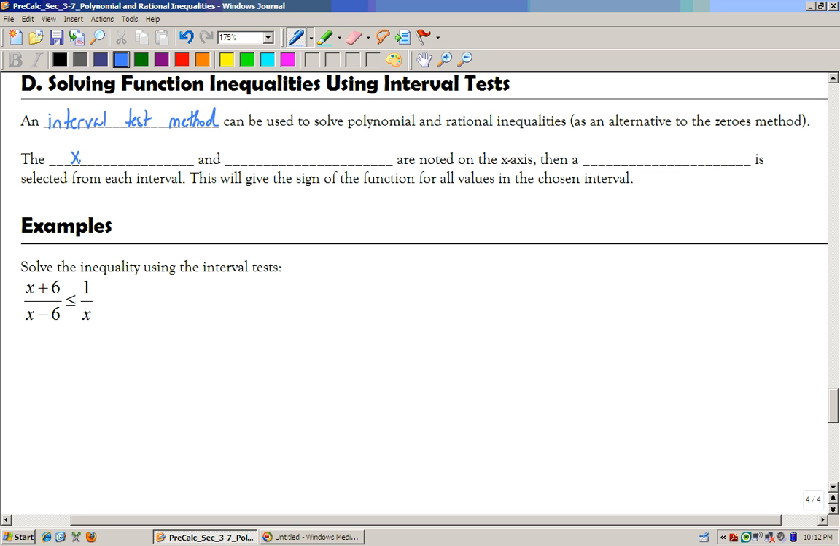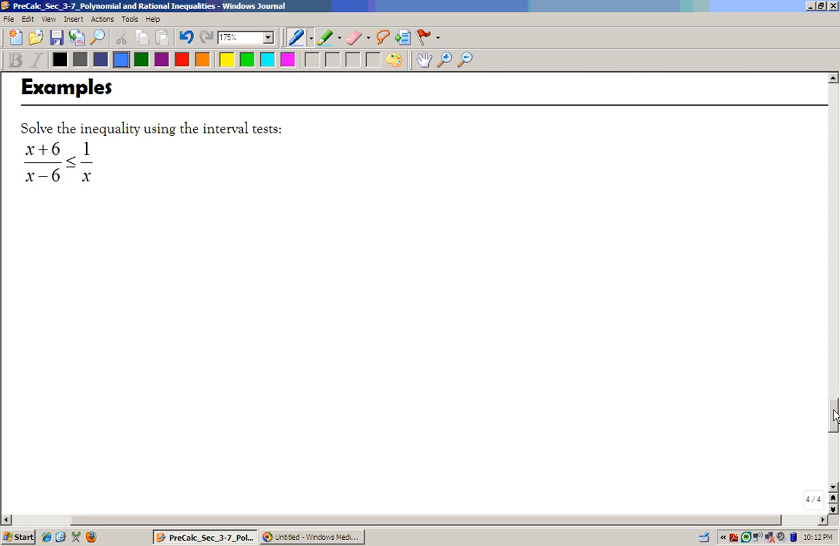So the x-intercepts and the vertical asymptotes are noted on the x-axis, and then you're going to choose a test number from each interval, and that's going to tell you what the sign of the function is throughout that entire interval. Looking at this next example, we're going to solve the inequality using the interval test.